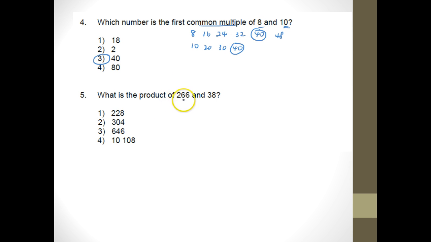What is the product of 266 and 38? 266 times 38. Right, let's do this through. 6 ones times 8 is 48. 6 tens times 8 is 48 tens, plus 4 tens, 52 tens. 200 times 8 is 1600, plus 500 is 2100. So now 6 ones times 3 tens. When we multiply by tens, we put a 0 in the ones place. So 6 ones times 3 tens will be 18 tens.